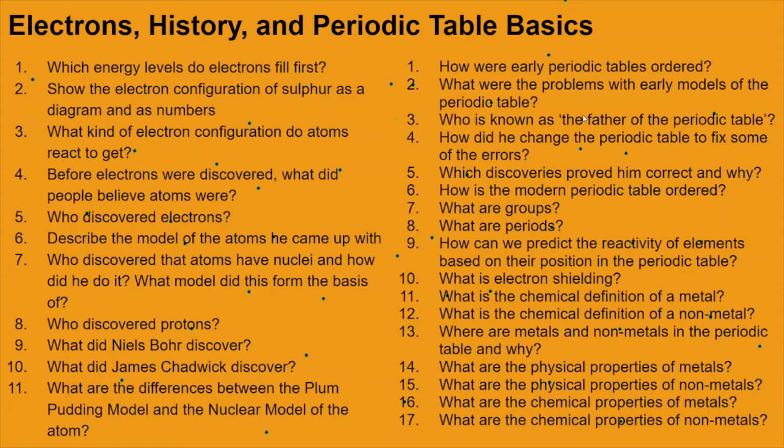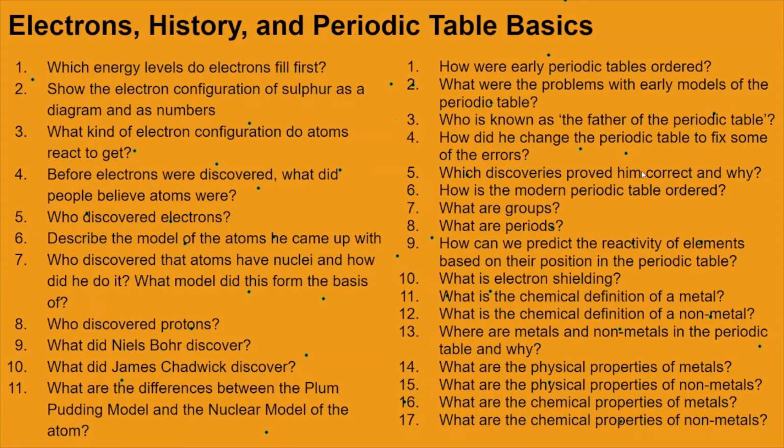What he did is he switched round some of the elements, even though the atomic weight of one might have been bigger than the other. He switched them round so that they fitted patterns of how they reacted. So each column had similar properties, and he also left gaps for undiscovered elements. Many discoveries proved him correct.